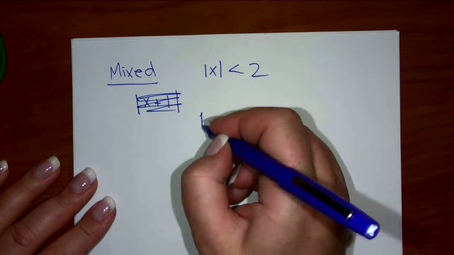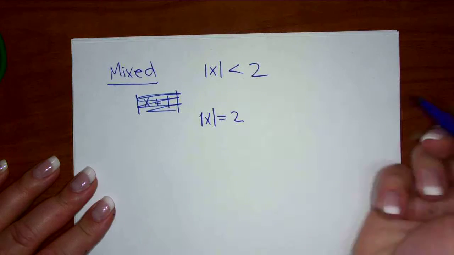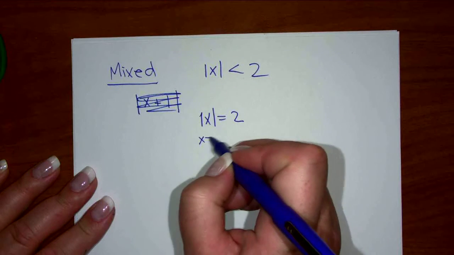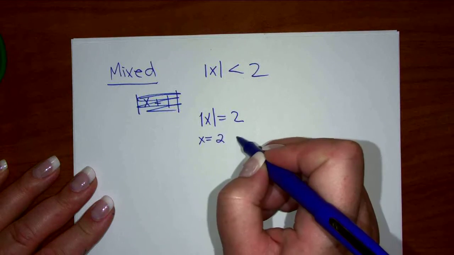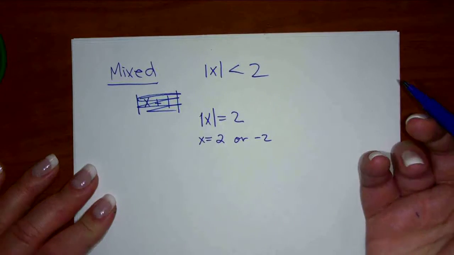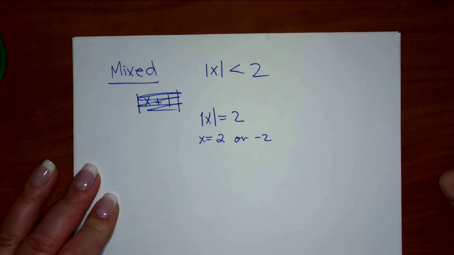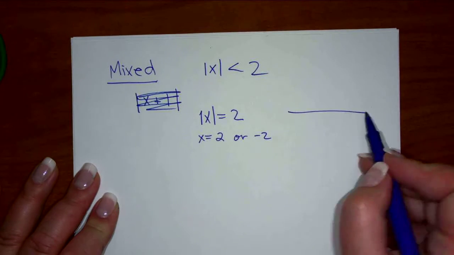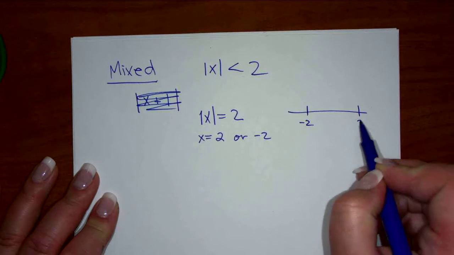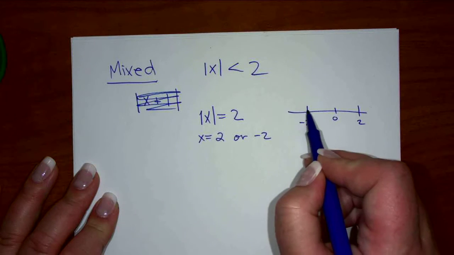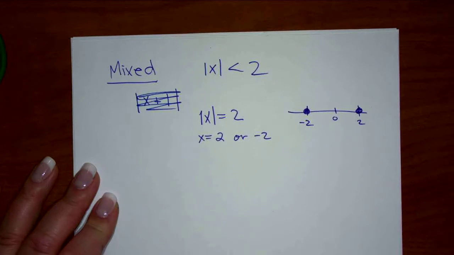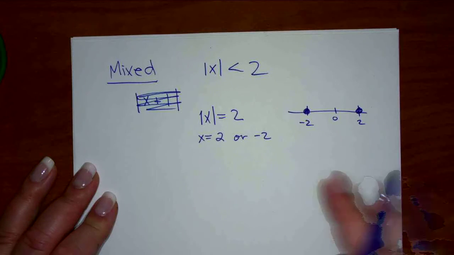If we had the absolute value of x equal to 2, what are the answers? 2 or negative 2. Either of those will work, because on a number line, from 0, we have 2 numbers that would work. Does that make sense? So that's for this.